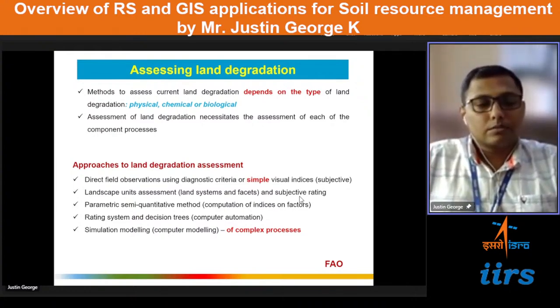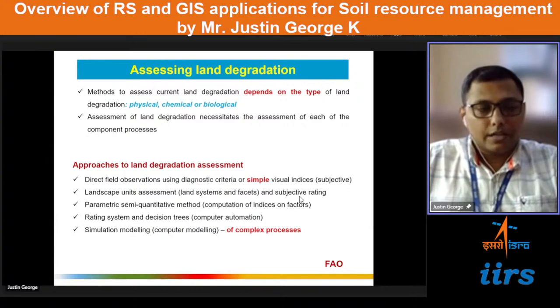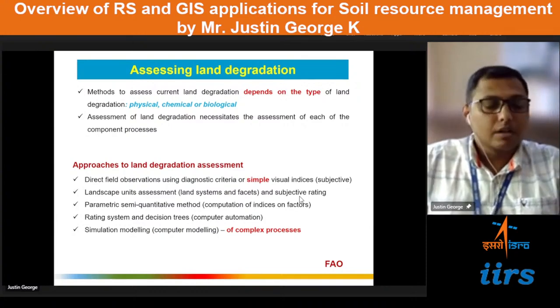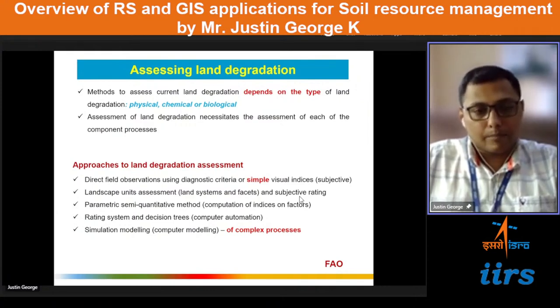Then there is another aspect, which is the landscape units assessment, mainly the land systems and facets, where the uniform land units will be identified and rated based on various subjective criteria for identifying their potential or their limitations. Then another method many people have been using is the parametric semi-quantitative method, where various indices will be computed, which will represent the various factors of land degradation. And there is another approach known as the rating system and decision trees, where we put in a set of rules, and the images will be classified into different land degradation types mainly by computer automation.